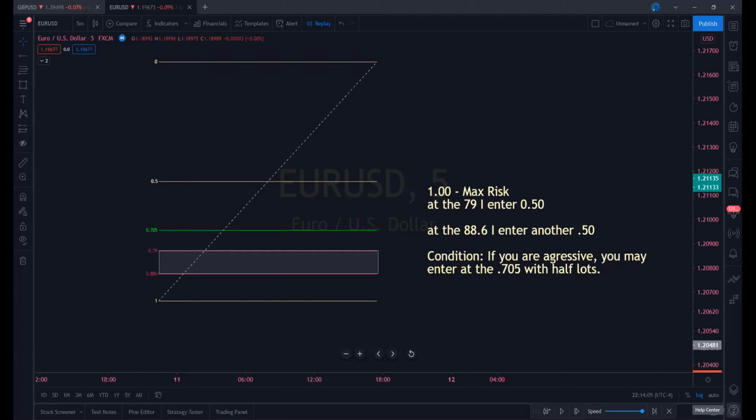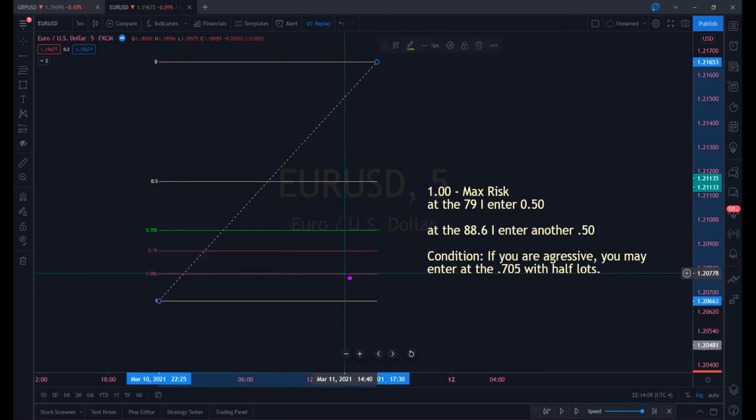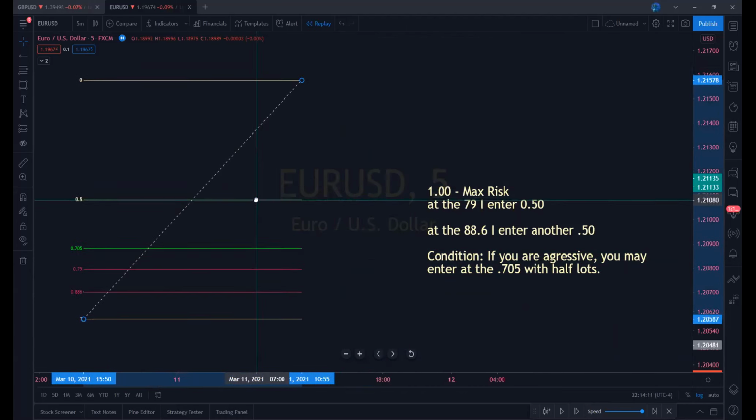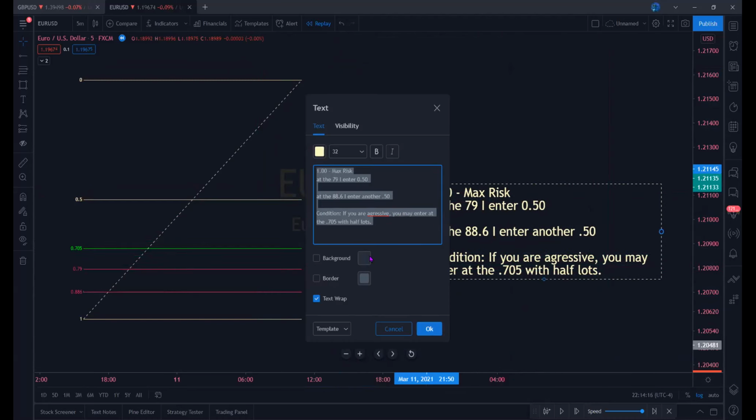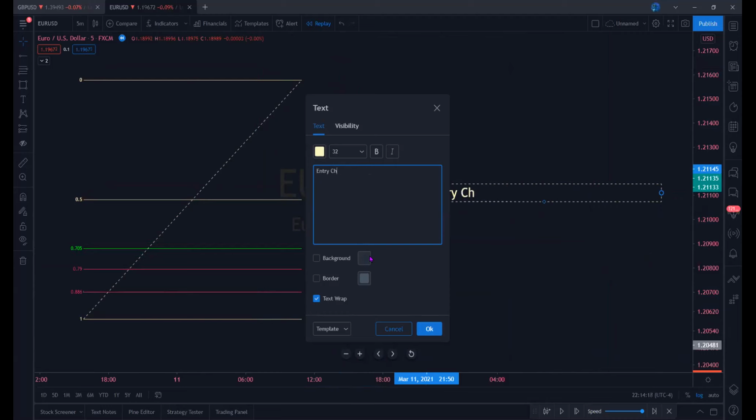So, moving on, I'm going to give you guys a checklist. Now that everybody has this written down, I'm going to delete it. Entry checklist.